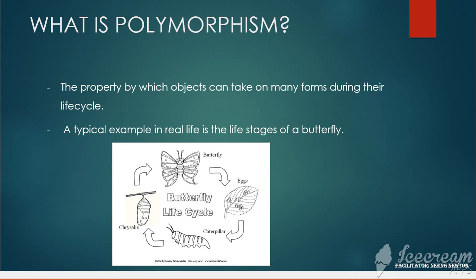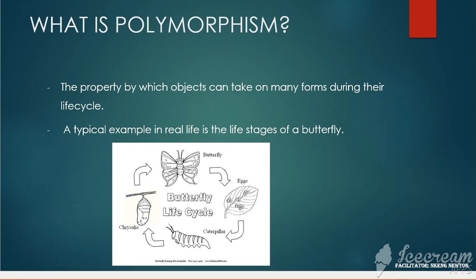So what is polymorphism? Polymorphism is the property by which objects can take on many different forms during their life cycle. So we cannot discuss polymorphism without looking at a real life example. So let's look at the butterfly example.